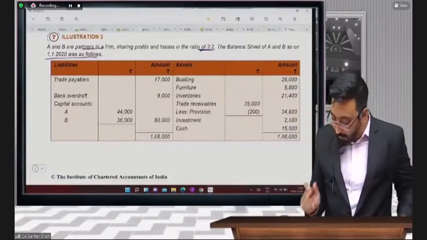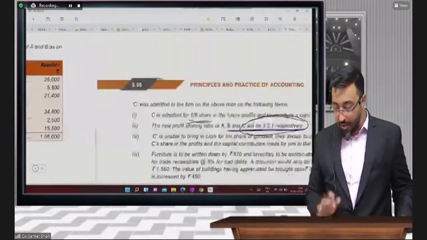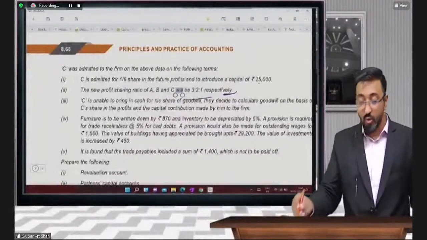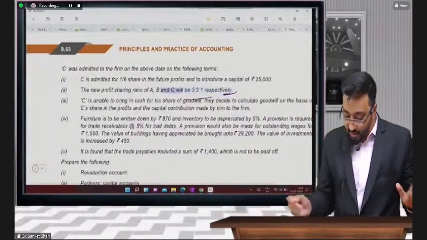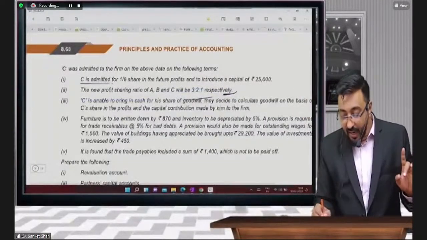Building, furniture, inventory, trade receivable, provision, investment, cash, trade payable, bank OD, capital accounts. I'm not going to solve this question in detail. I will tally it on the question only. See, adjustments are same. Now, what is new in this question? C is admitted for 1/6 share.